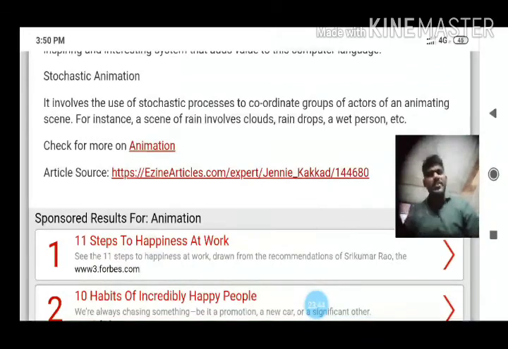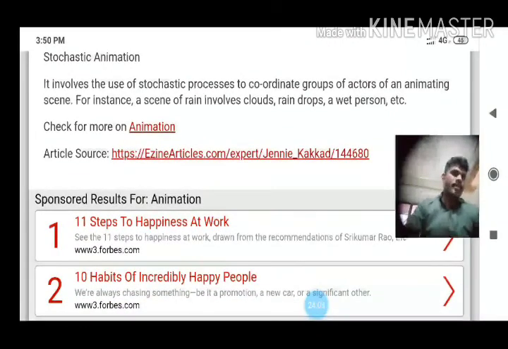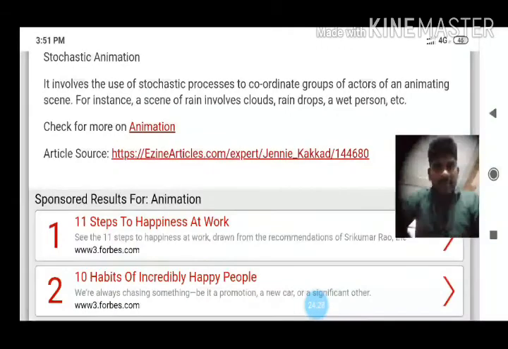A stochastic scene is nothing but a group of actors acting simultaneously in a particular scene. Actors are animating a scene. It coordinates groups of actors in an animated scene. Means what? Here the example is given. A scene of rain involves clouds, raindrops, a wet person, etc. A stochastic system is nothing but multiple actors, many actors involved in one scene at the same time.